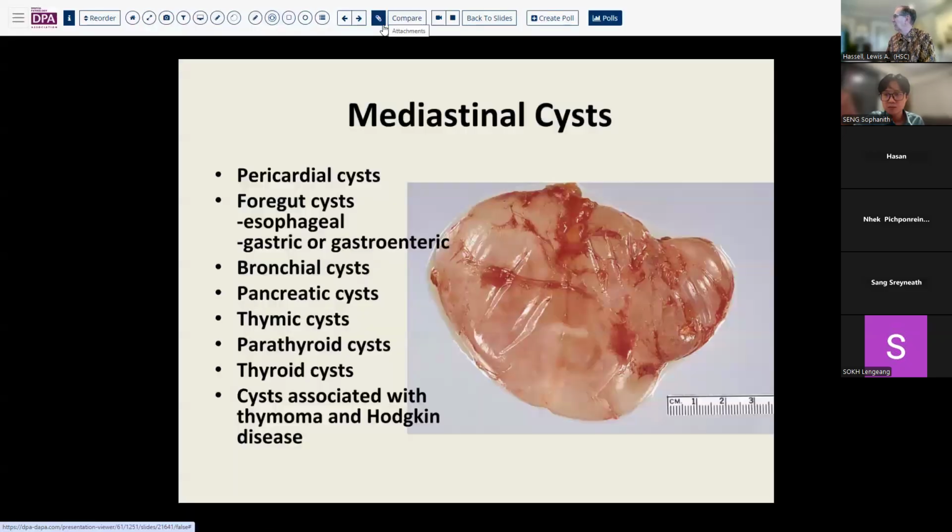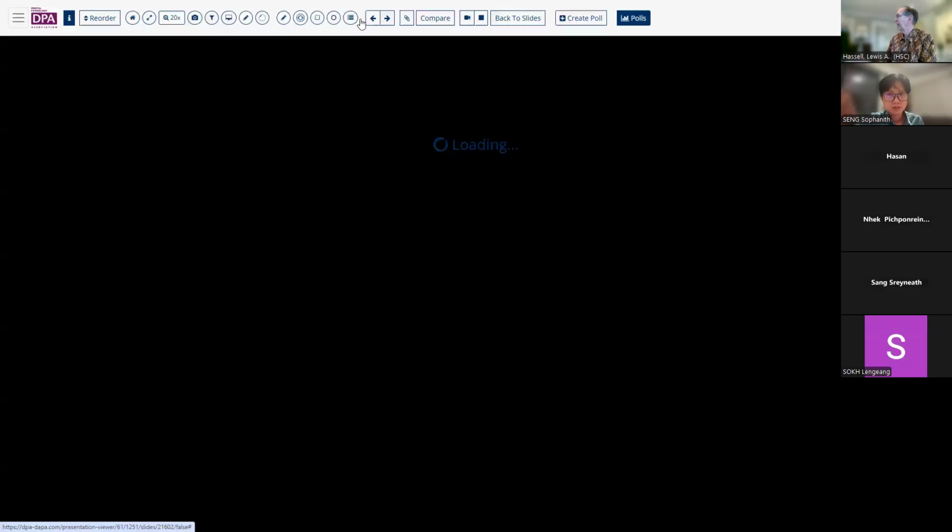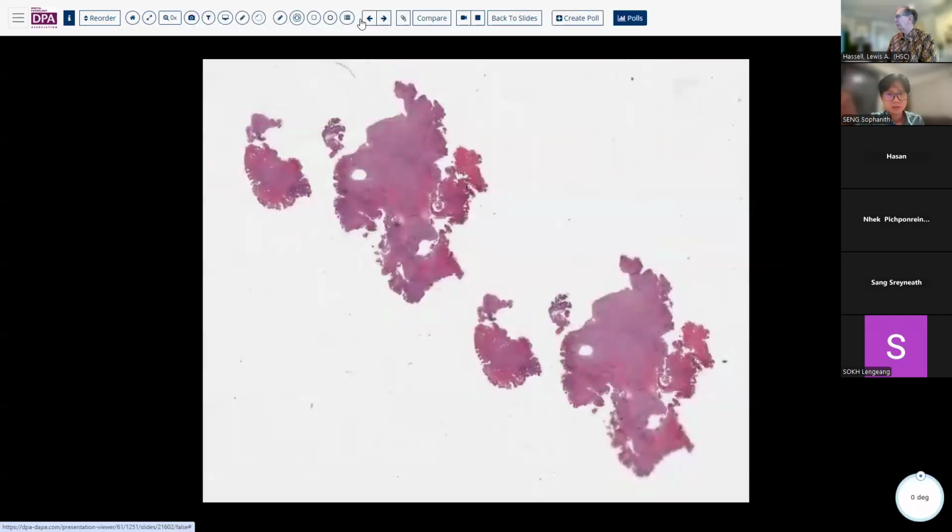Here's a little listing of some of the other kinds of cystic structures that you can see in the mediastinum. We've mentioned these. You can also have ectopic pancreas. You can have parathyroid type lesions or thyroid lesions that develop cystic structures. And we mentioned both those that are associated with thymoma and Hodgkin's disease. So that's a pretty lengthy differential for those mediastinal cysts. Okay, so let's get on into another disorder.